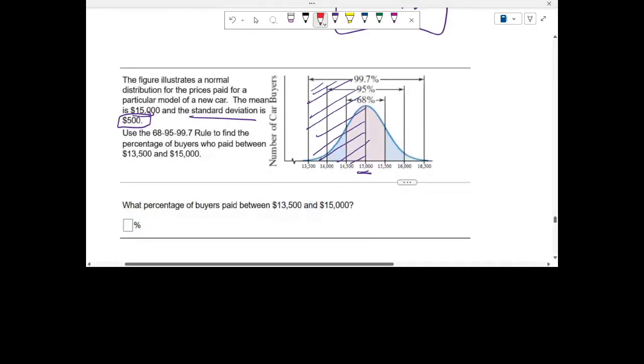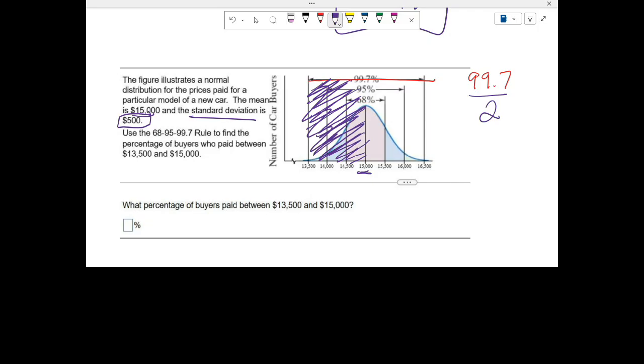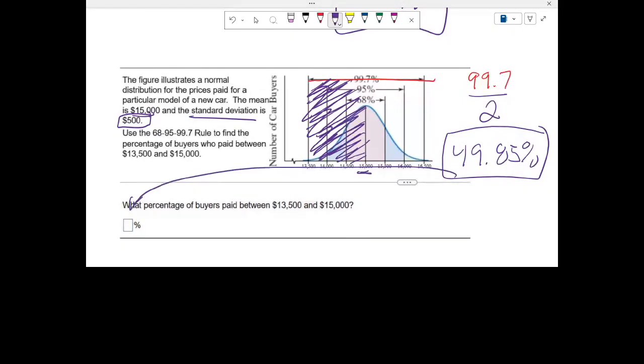Again, y'all, if we were to have done the whole thing, we would have had 99.7. But we're only looking at half of it, right? So we're going to take 99.7 and divide it by 2. 99.7 divided by 2. Did anybody get 49.85? And there you go. Right? And that number would go right there. Okay.